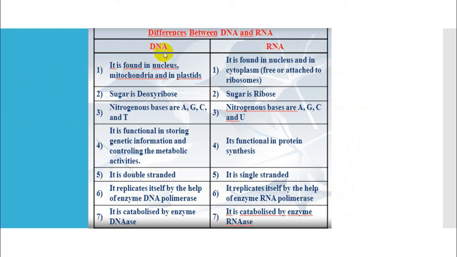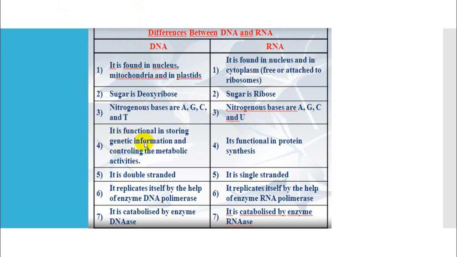So there are some differences between DNA and RNA. Let's talk about this. DNA is found in the nucleus, mitochondria and plastid, as you know, and RNA is found in the nucleus and cytoplasm. DNA sugar is deoxyribose, the RNA sugar is ribose. The DNA nitrogen bases are adenine, guanine, cytosine and thymine. The RNA nitrogen bases are adenine, guanine, cytosine and uracil.